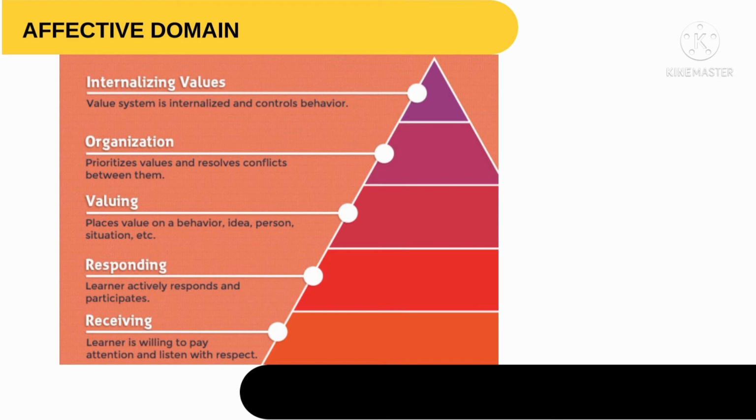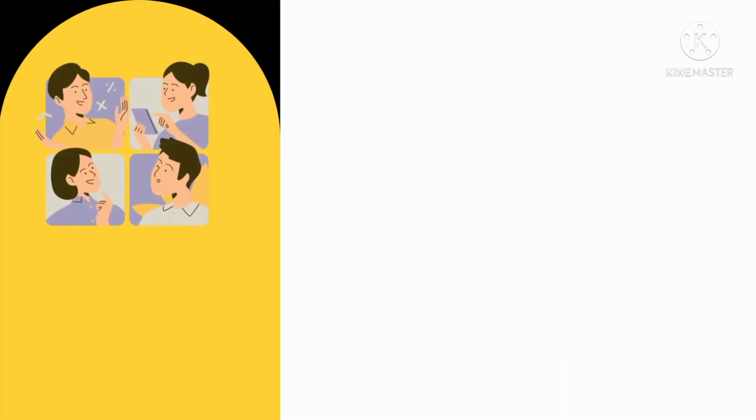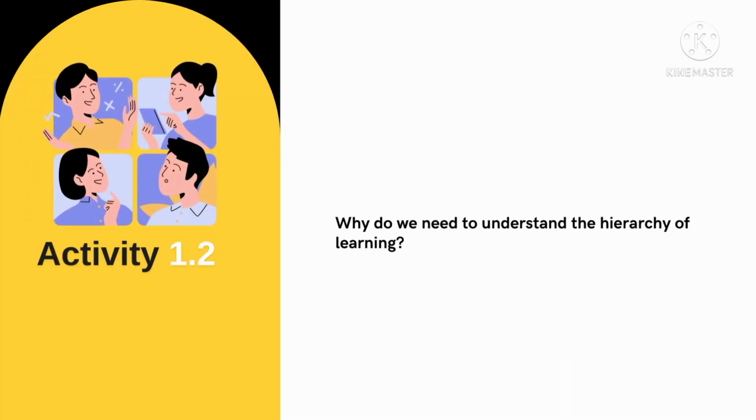The example of student learning outcome in this category is the students can influence other people to be more environmentally friendly and using sustainable and eco-friendly materials. Before we proceed, let us have another activity. Let us answer this question: why do we need to understand the hierarchy of learning?